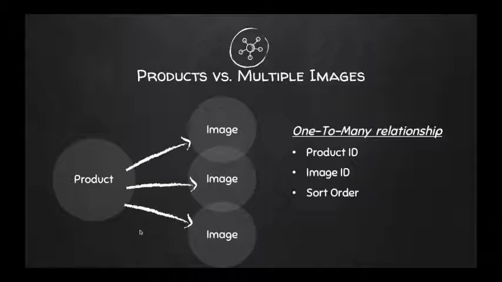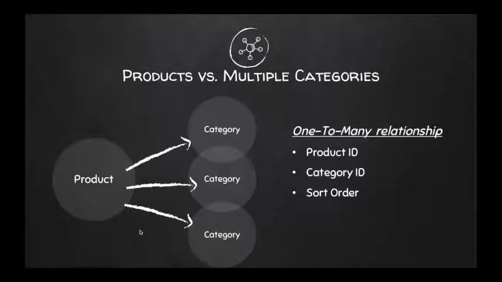So in this example, we would have a product which could potentially have multiple image IDs. So it could have, say, 3 images. But if I want to display these images in print or on a website, what order would I put these in? And that's where sort order typically comes in. So you could define your primary image that would display first, and then you could have your secondary images displayed second and third. Products versus multiple categories, same idea. You have a product ID with a category ID and sort order.